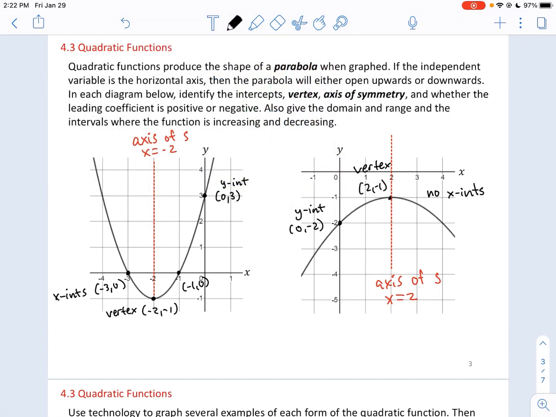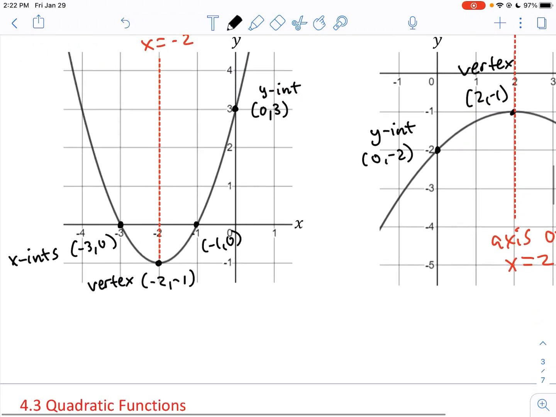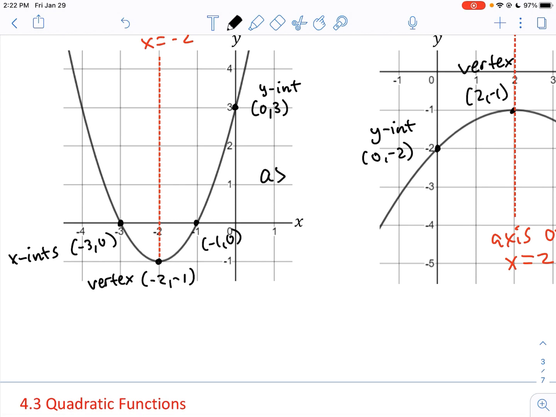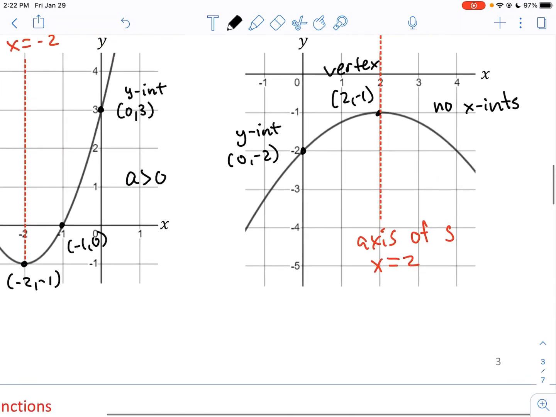Next, whether the leading coefficient is positive or negative. We'll use a to represent the leading coefficient. If the parabola is opening upwards, then a reflection has not occurred around the x-axis. So in this case here, we know that a would be positive. And in this case here, there was a reflection, so we know the leading coefficient had to be negative.